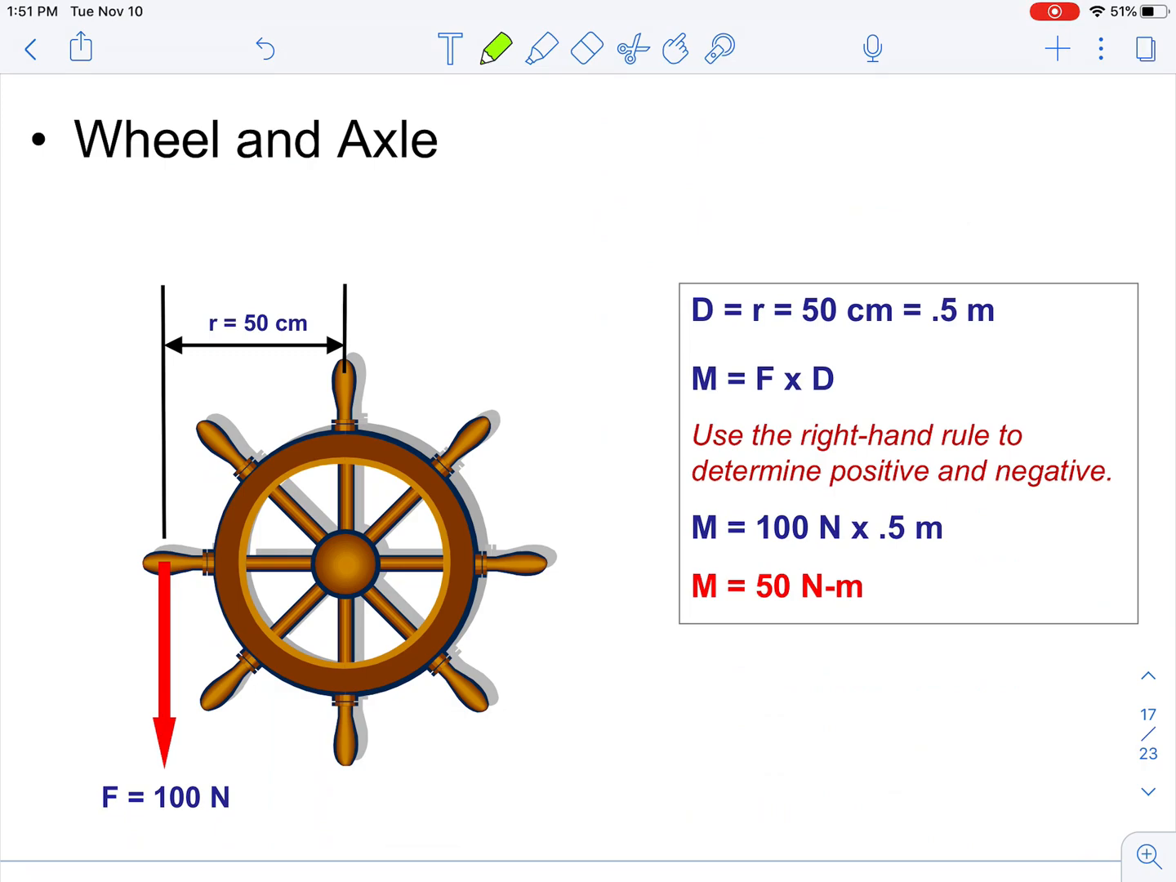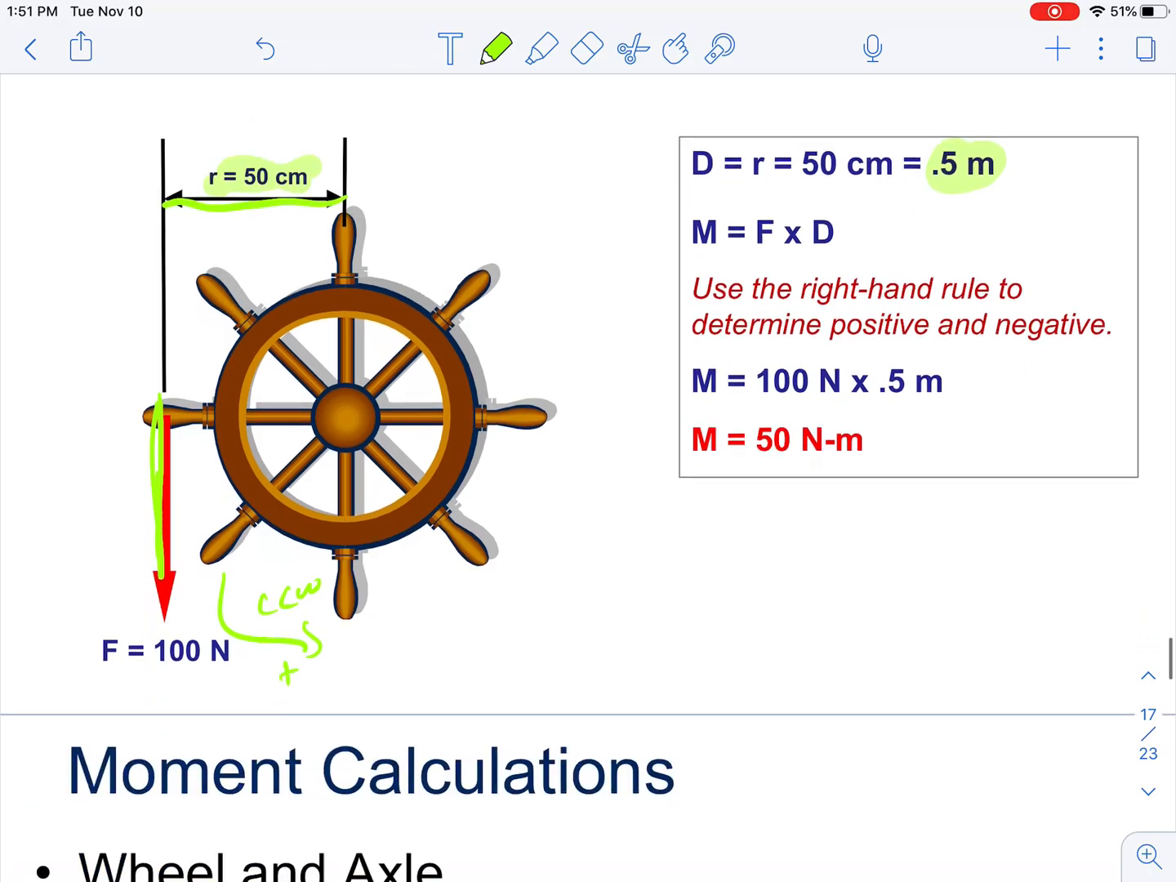Here, what is the moment? Again, you have to convert these centimeters into meters, so it's 0.5 meters. And the horizontal distance with the vertical force, so 100 times 0.5 equals 50 Newton meters. It's positive because it's going counterclockwise, which is positive.